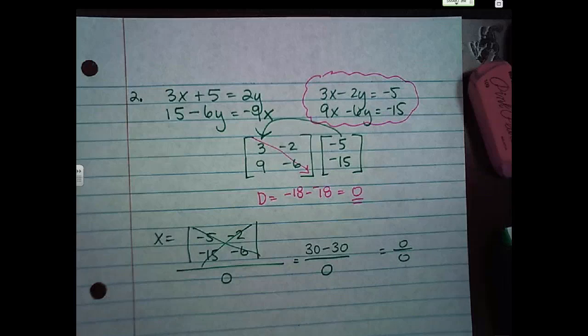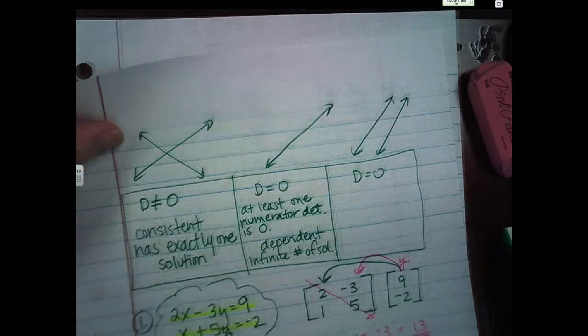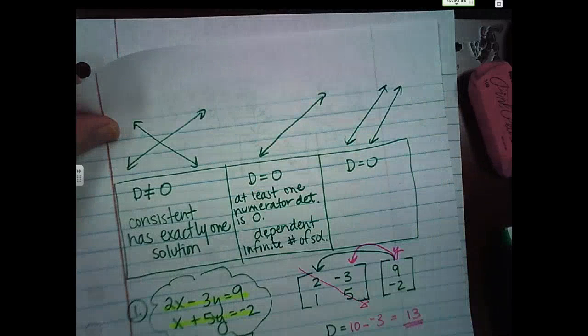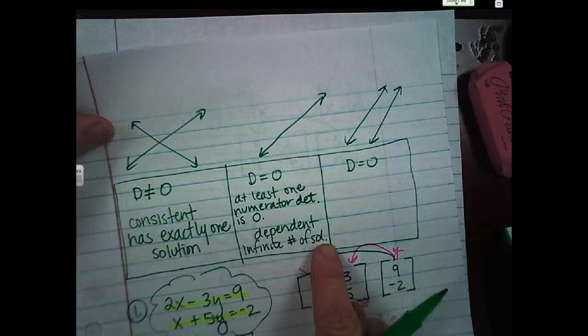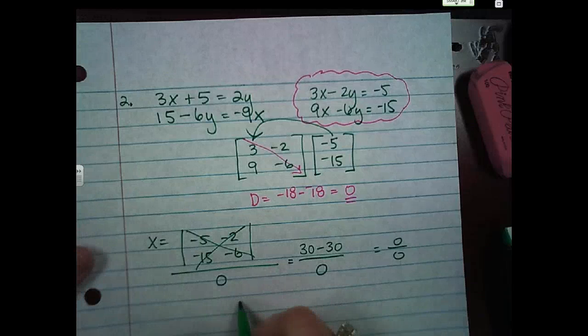Because if either one of the numerators, it doesn't require both, if either one of the numerator answers, either when you solve for x or you solve for y, if you get 0 in the numerator either time, then it's automatically the same line. This is the same exact line. Okay, so they're considered dependent, infinite number of solutions. That's what you would write. Okay? So we're gonna write dependent.